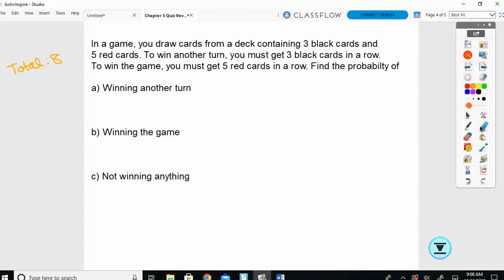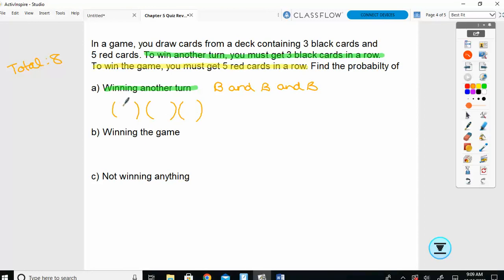To win another turn, you must get 3 black cards in a row. To win the game, you have to get 5 red cards in a row. So first, I want the probability of winning another turn. How do we win a turn? 3 black cards. So we have to get a black and another black and another black. And means what? Multiply. So we're going to be multiplying 3 things.